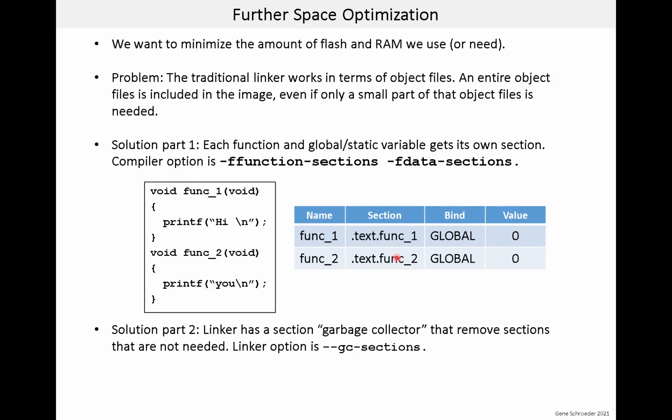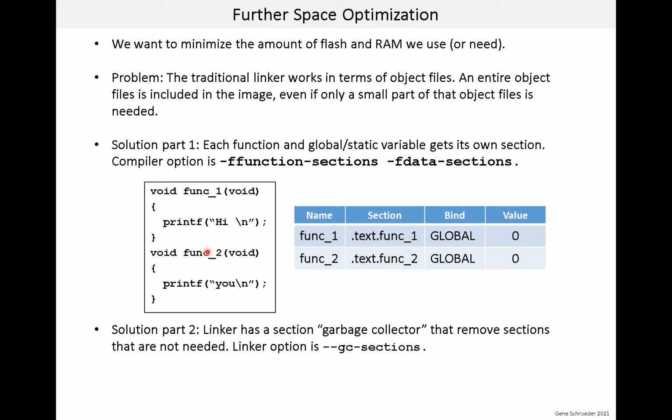Now, this enhancement on its own doesn't do us any good, but then we add part two of the solution. The linker has a section garbage collector that removes sections that are not needed. So say this example file is part of the image because func1 is needed. The image will also include func2 because it's in the same object file as func1, even if no one calls func2.